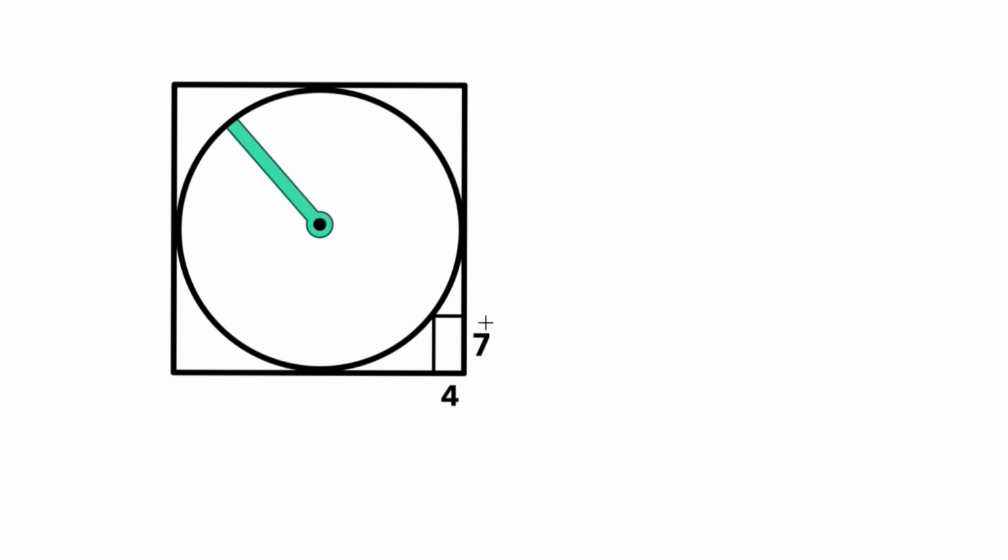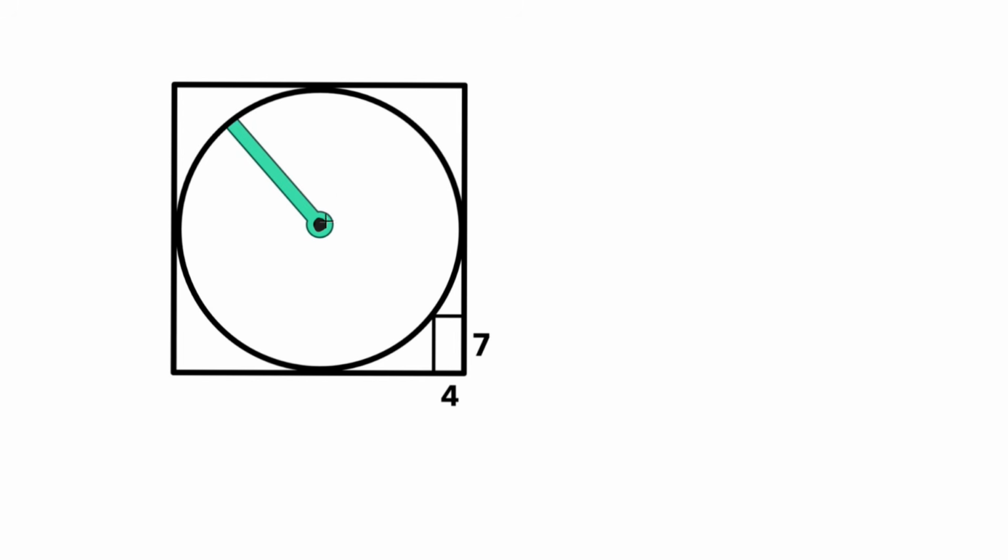Near the lower right corner, there's a small rectangular region. Its horizontal length is 4 units, and its vertical height is 7 units. The question is, can we determine the radius of the circle from just this information? Yes, we can. The key is to create a right triangle and then use the Pythagorean theorem.